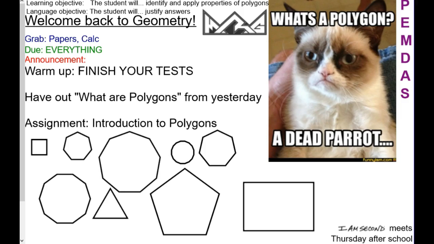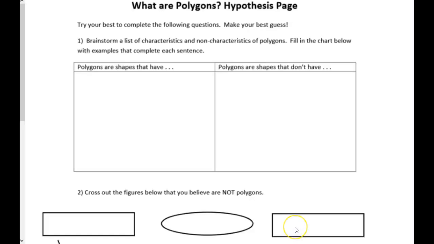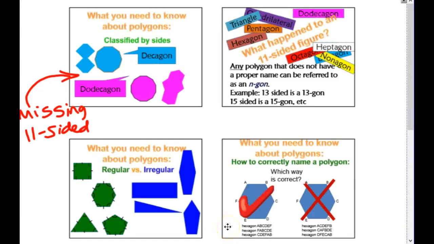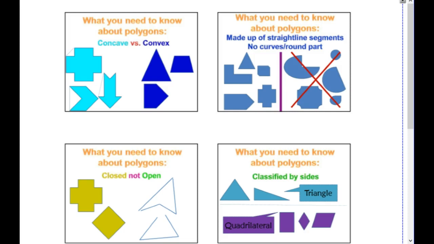All right. Now, today we're talking about polygons. So you have this sheet from yesterday. You were supposed to quote-unquote brainstorm, but you had the notes in front of you, so let's talk about this. Polygons are shapes that have what? Now, if you look at the sheet that you got yesterday, polygons, as you can see right here and right here, have straight sides that are connected. They're not open, okay? So again, polygons have straight sides, they're not curved, and they are closed, not open.